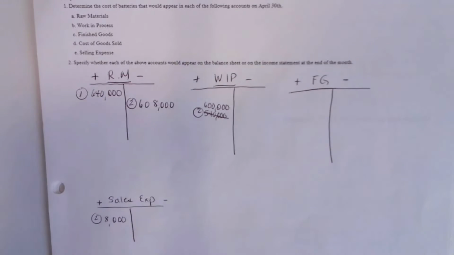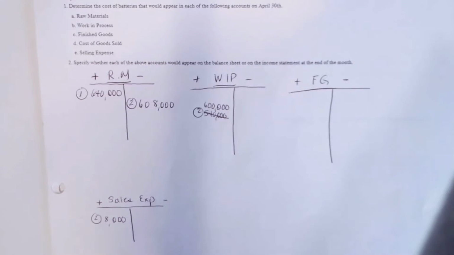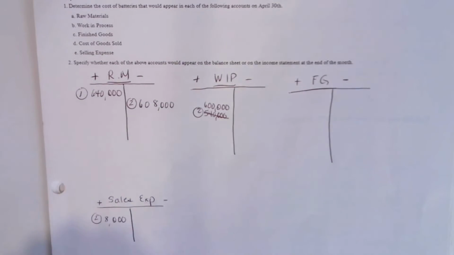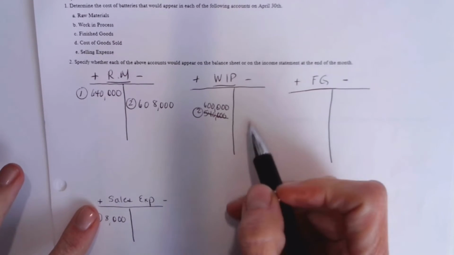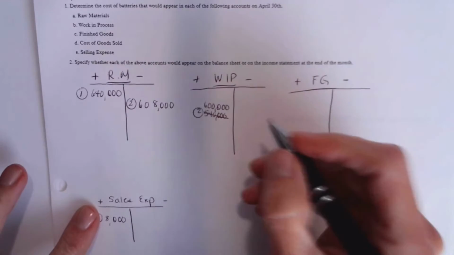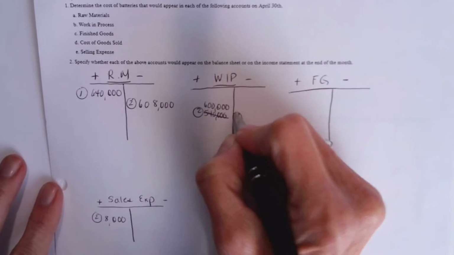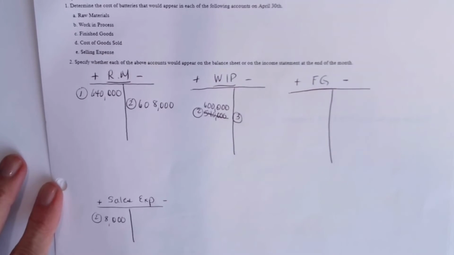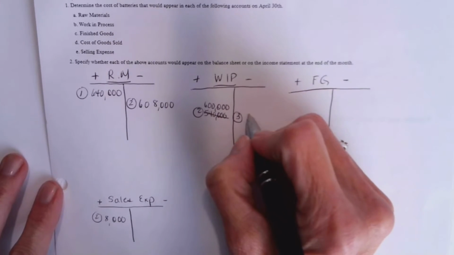And then what happened? What did we do next? Right, we finished some of them. So we're going to move the ones that we finished out of work in process over to finished goods. And so this would be our third transaction. And we moved over, this is where the 540 comes in.